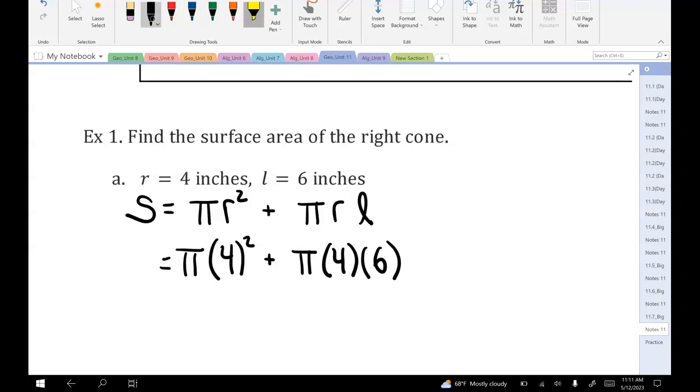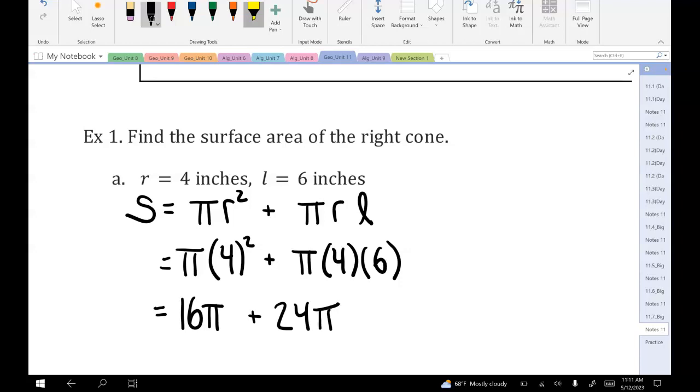And this maybe you would call an intermediate step. I would expect that all of you can do this in your head, so you may not have to write this step out. I'm just showing it so we can get used to the formula. 4 squared is 16, so we have 16 pi. Plus 6 times 4 is 24, so we have 24 pi.